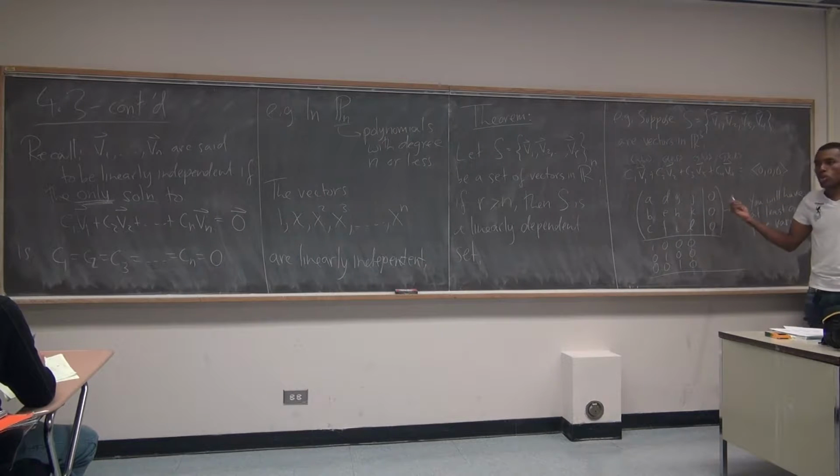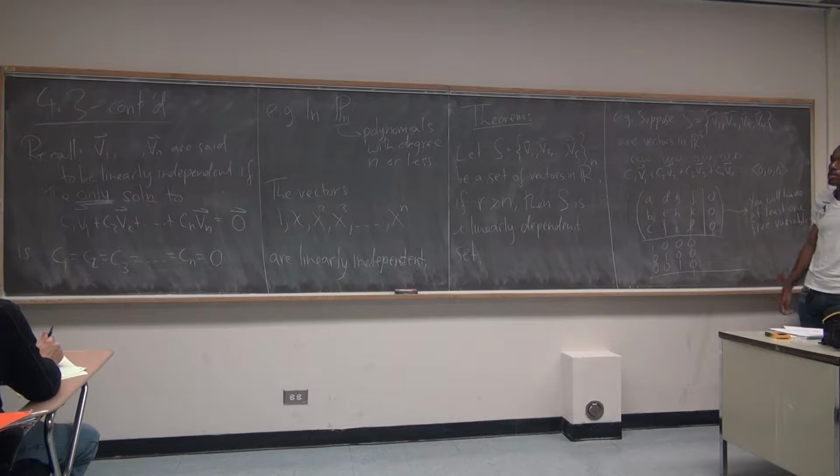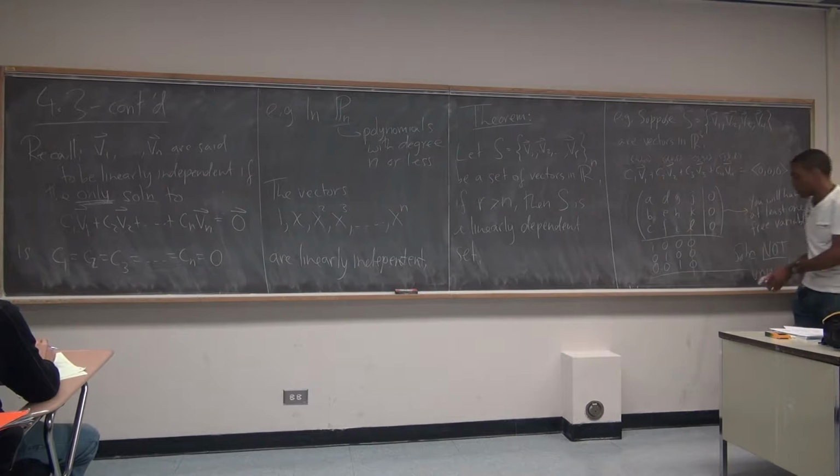But this column won't have a pivot. Right? So you can have at most here 3 pivots, right? But you have 4 variables, which means one variable has to be a parameter, which means there's an infinite number of solutions, right? So here we know that the solution is not unique, which means there would be an answer for C1, C2, C3, C4 where not every one is 0, right?